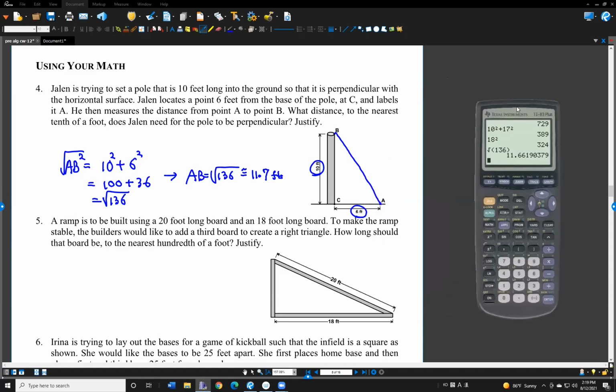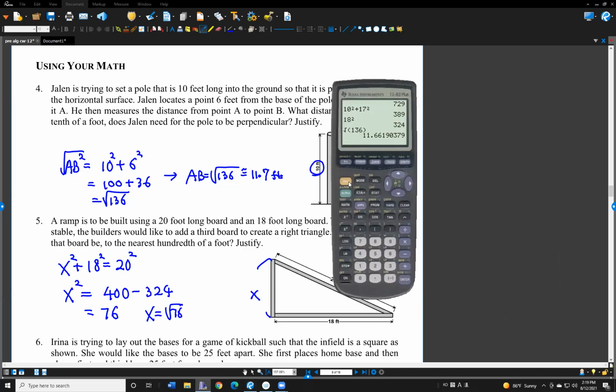Number 5 is the same thing, the ramp over here. But we're going to find out how high this one is. Any missing number will be x. This time 20 is the hypotenuse. So x squared plus the other leg squared, 18 squared, equals 20 squared, isn't it? That's the Pythagorean theorem. So x squared equals 20 squared, 400, minus 18 squared, 324. The total is 76. So what is the value of x? x equals square root of 76, which is about 8.71. That is the length of this side.